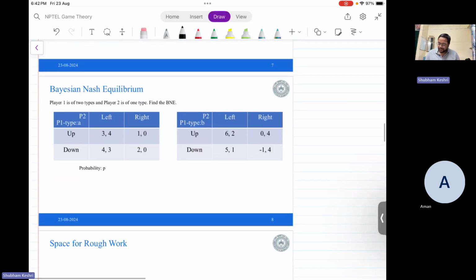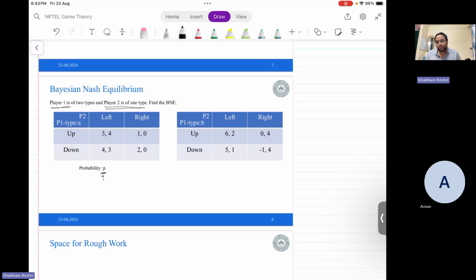So this is the next question. It is very similar to the previous question. We have two types of player 1. So you have to make sure that you divide it clearly. You have player 1 which is of 2 types and player 2 is of 1 type. And we are not given probability P.